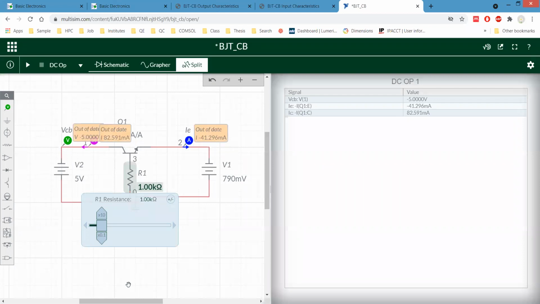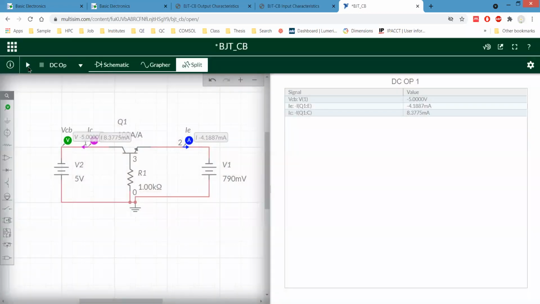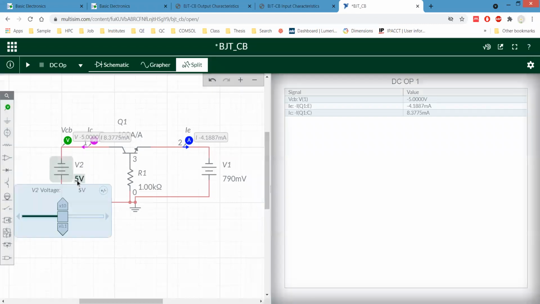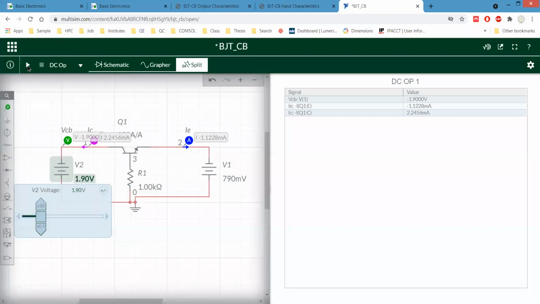Let's change to 1 kilo. And I think now it will be under control. Yeah, it is 4 milliamps. IE. IC is 8.37. Now I don't think it is saturating. Yeah, now it is changing.